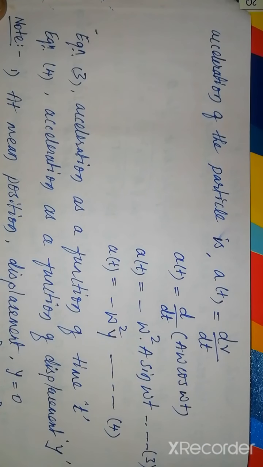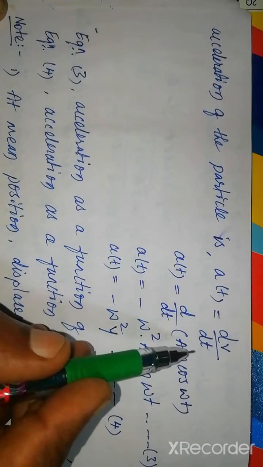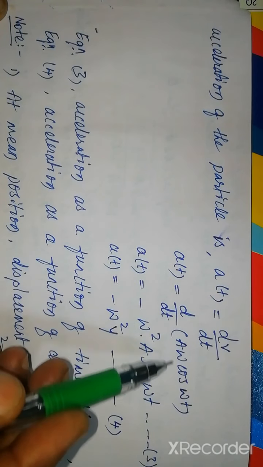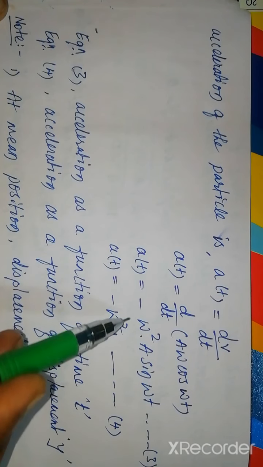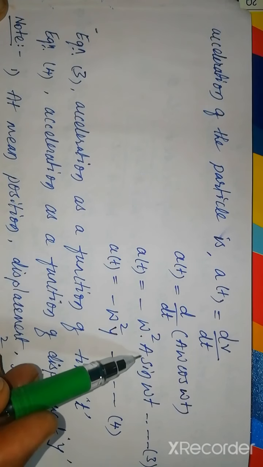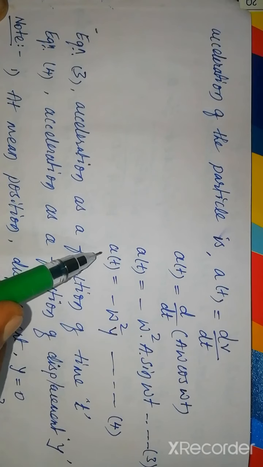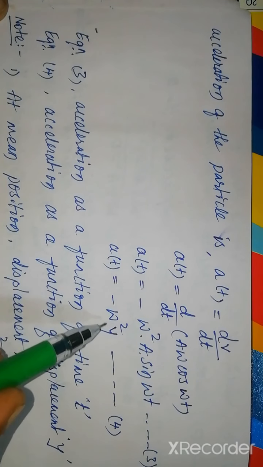Further, acceleration of the particle a of t is the rate of change of velocity. So acceleration is d by dt, substituting for v as a omega cos omega t. Differentiating this quantity with respect to time t, we get an expression for the acceleration: a of t equals minus omega square a sine omega t. A sine omega t is the displacement y, so the acceleration of the particle executing simple harmonic motion is minus omega square y.